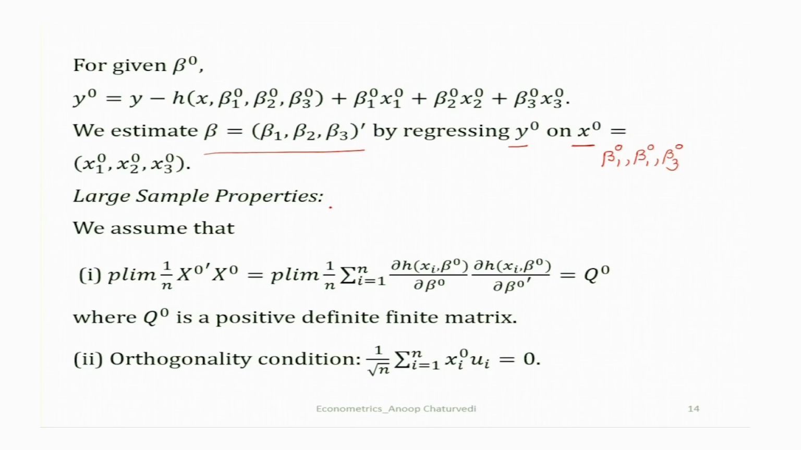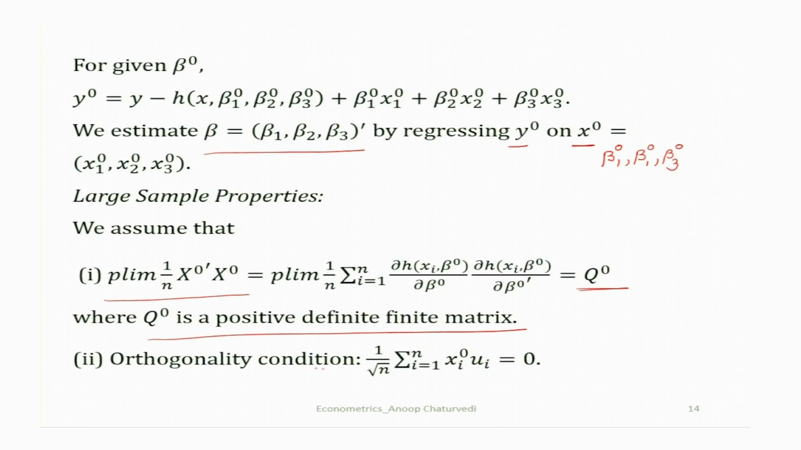Now, for large sample properties of this estimator, we assume that the probability limit of 1 upon n x naught transpose x naught, which is equal to probability limit of 1 upon n summation del over del beta naught h(x I, beta naught) del over del beta naught transpose h(x I, beta naught), is equal to q naught, and this q naught is a positive definite finite matrix. So, just like the linear regression model, here instead of x we are taking x naught, and we are assuming that the probability limit of 1 upon n x naught transpose x naught is a positive definite finite matrix q naught.